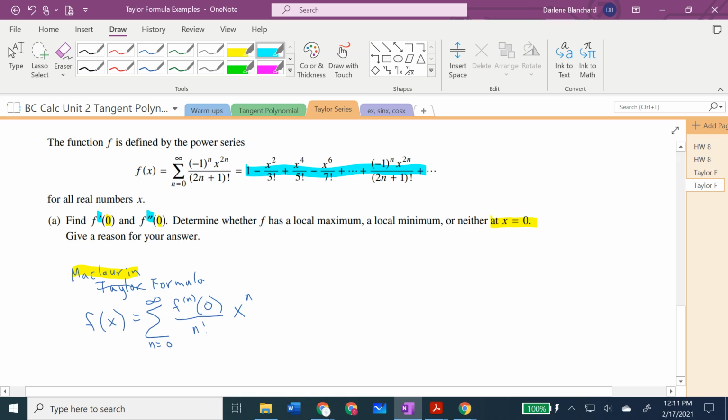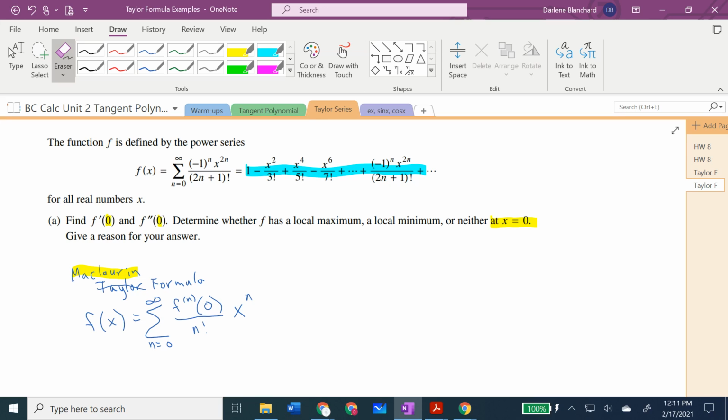I want to warn you, however, that I've seen problems that ask for, like, say, the 21st derivative at the center. And you are not going to be taking the derivative 21 times. So you want to know where to find the function's derivative values at the center for any order derivative.